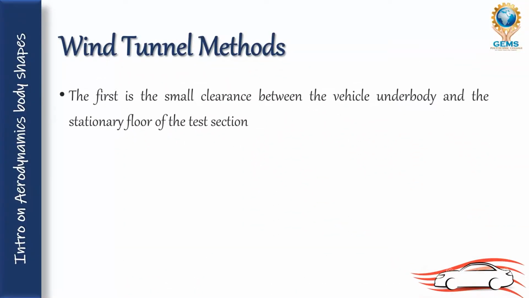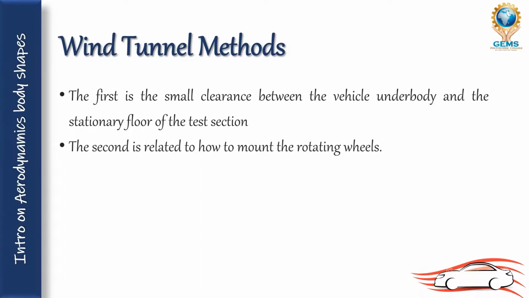The first is the small clearance between the vehicle underbody and the stationary floor of the test section. Okay, so it will calculate the flow of the underbody and the floor of the test section where we are holding the vehicle in the garage. There will be a floor, so that there will be a test section. Between that, the small clearance will be calculated in these wind tunnel methods.